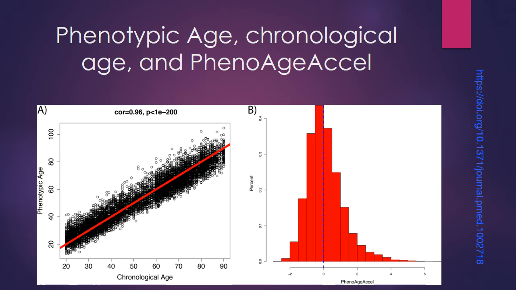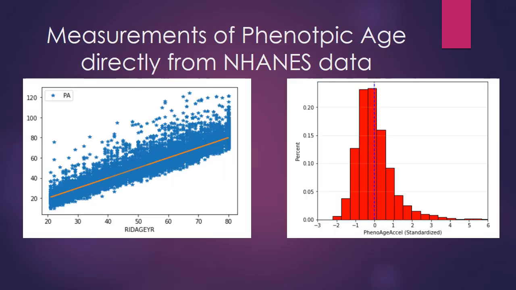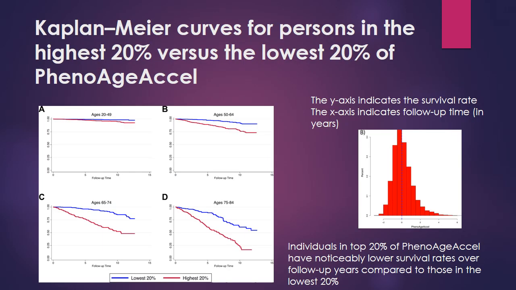Phenotypic age, chronological age, and PhenoAgeAccel. The slide illustrates a strong correlation between phenotypic age and chronological age and introduces the concept of phenotypic age acceleration, called simply PhenoAgeAccel. Measurement of phenotypic age directly from NHANES data. Shows an additional scatter plot and the histogram representing standardized measurement of phenotypic age acceleration derived from the public health data.